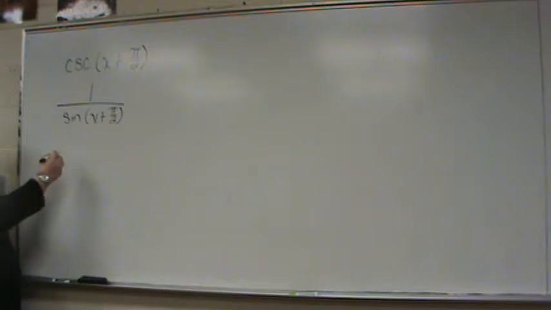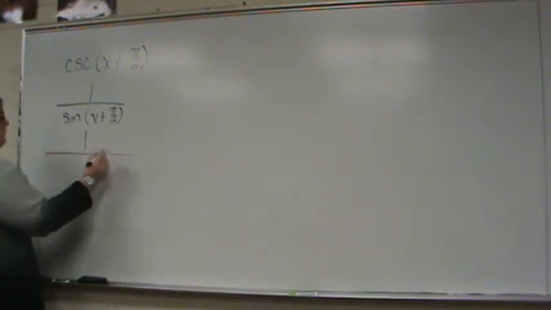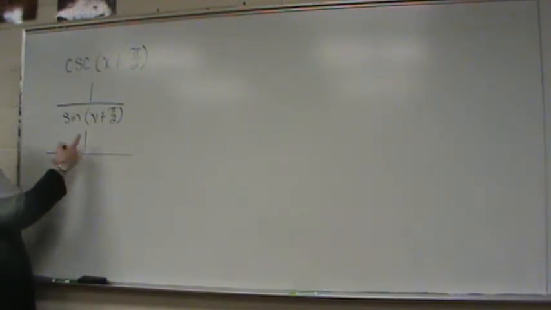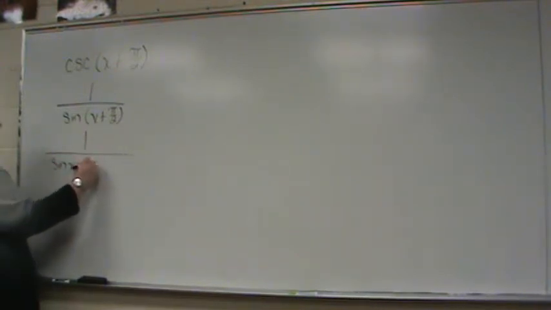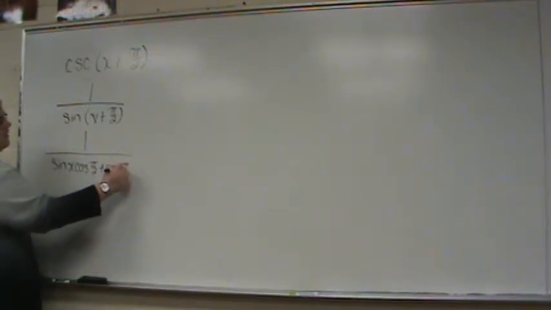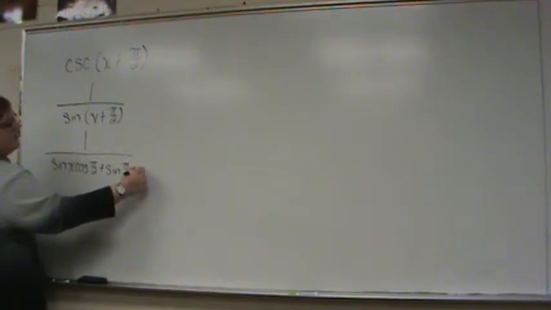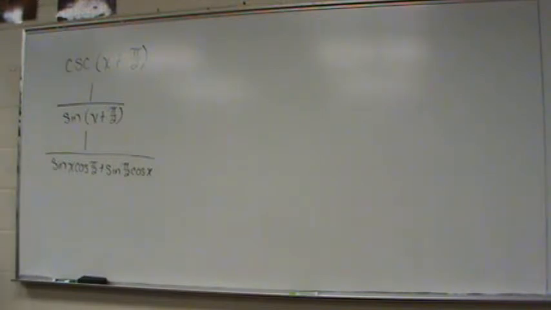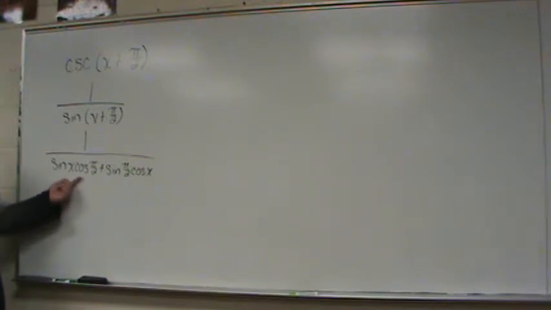So we're going to have 1 over, rewriting this using the sine addition identity. So that's sine of our first angle times cosine of our second angle plus sine of our second angle times cosine of our first angle. So now we don't know what this x value is, but we do know how to find the cosine of pi over 2 and the sine of pi over 2, right?